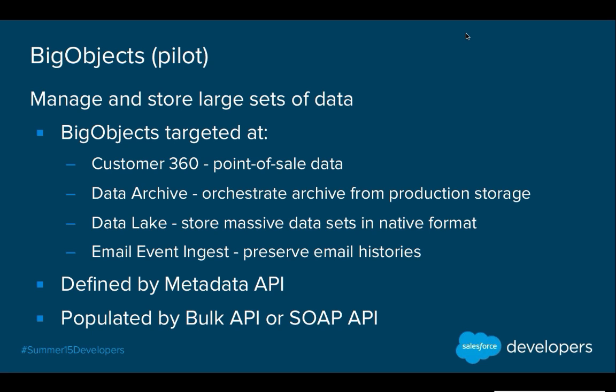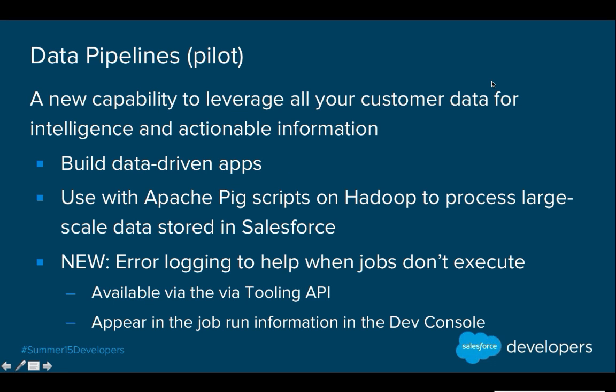Finally, the ability to preserve email histories. I know I have a ton of email history. I can only imagine for our biggest customers what kind of a headache it is to have to preserve it. So this is a great medium for that too. And then you can define your big objects using the metadata API, and once you've defined them, they can include lookups to your standard and custom SObjects. But once they're defined, you can populate those big objects using the bulk and SOAP API. So a lot of flexibility there.